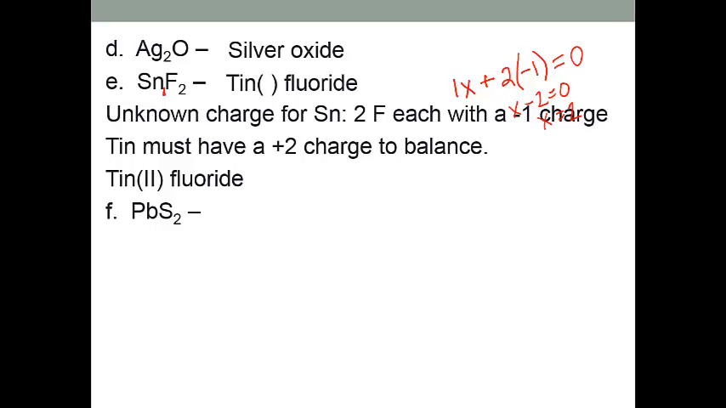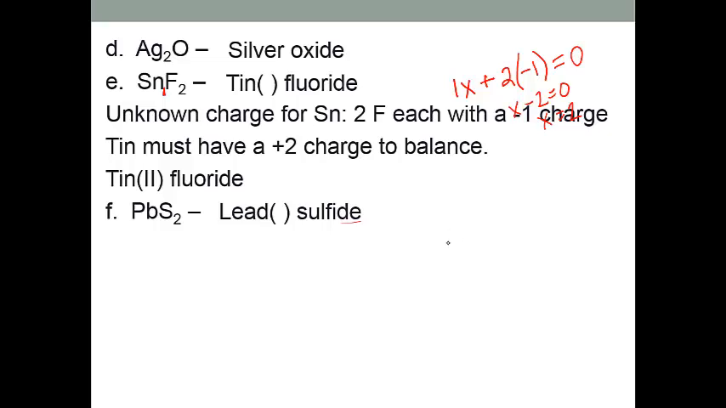PbS2. Here's another case where we have one of our exceptions. Pb is lead, and it is not a transition metal, but it has the Roman numeral because it's one of our exceptions. So we have lead off the periodic table, sulfur becomes sulfide, and then we need to figure out what the Roman numeral is.